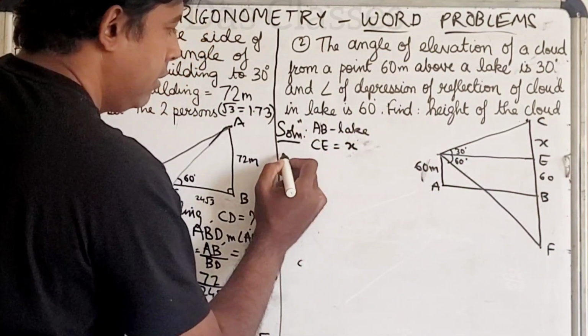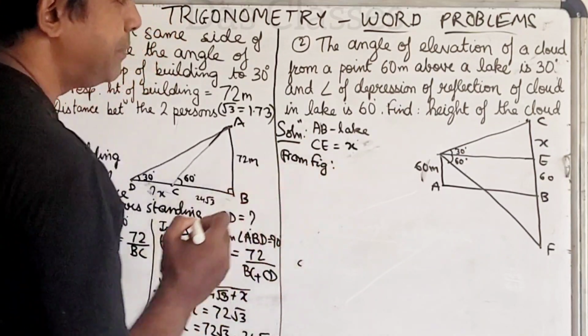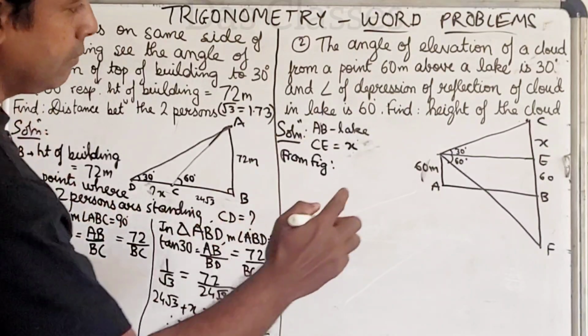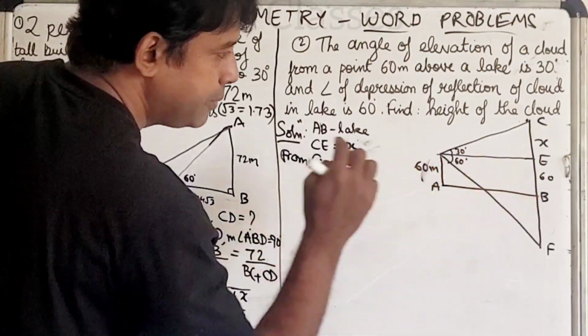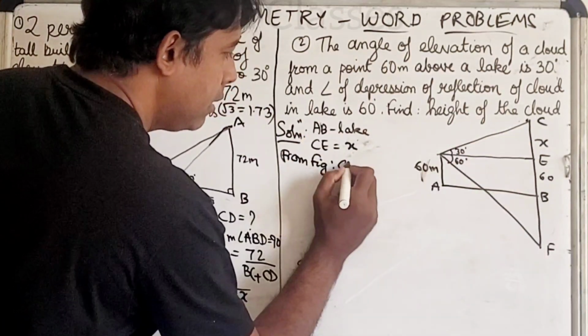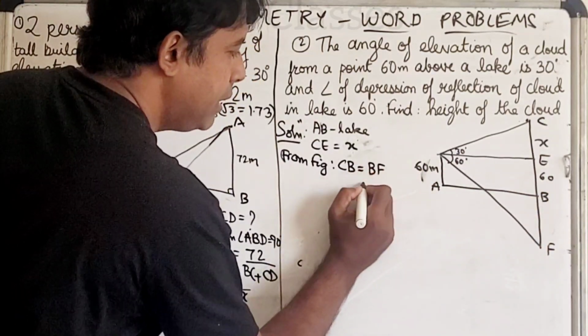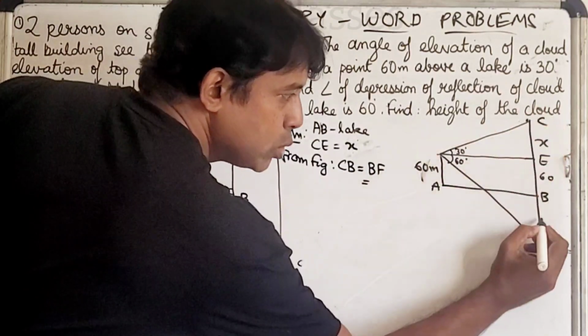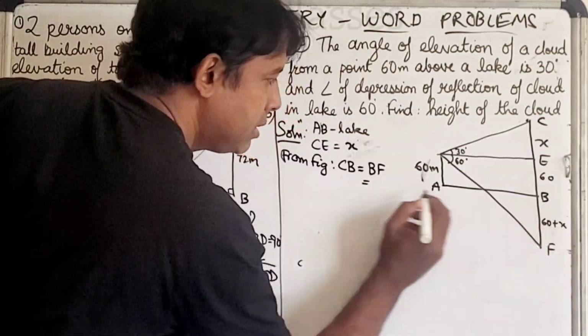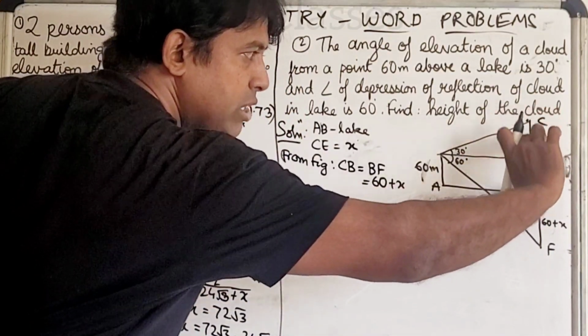And from the figure, what we can say is that CB will be equal to BF. That will be equal to, this is 60 plus X. So this should also be 60 plus X. Because this CB is made up of 60 and X.